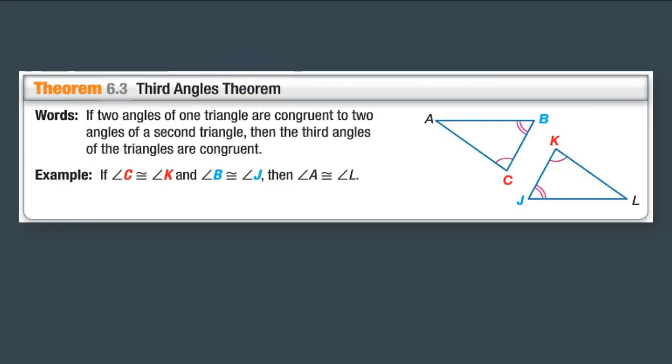Then we have the third angle theorem. If two angles of one triangle are congruent to two angles of a second triangle, then the third angles of the triangles are congruent. So in this case, if angle C and angle K are congruent, and angle B is congruent with angle J, then we know that the last two angles, angle A and angle L, are also congruent to each other.